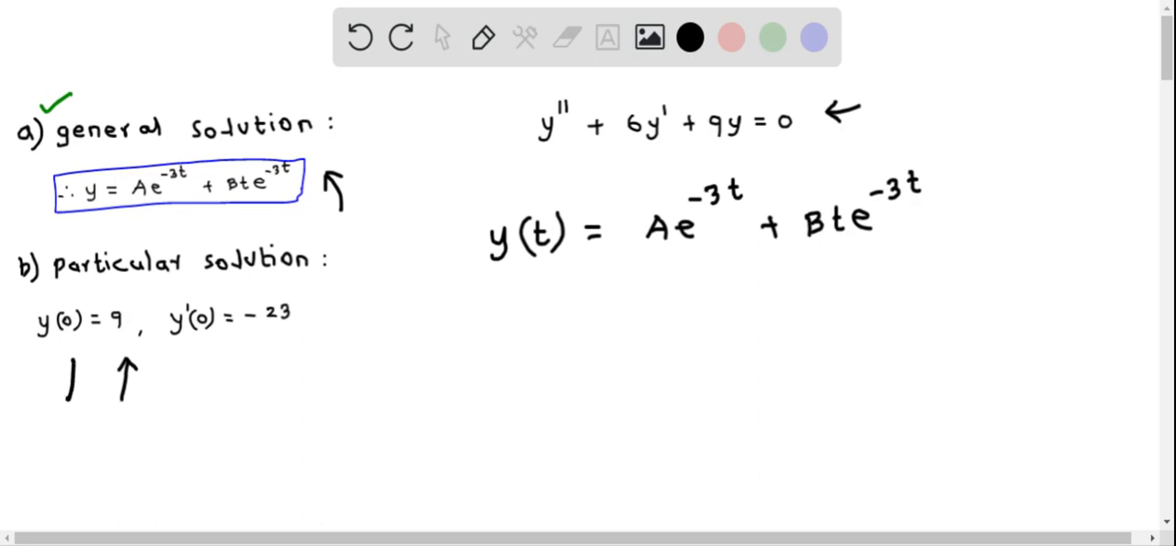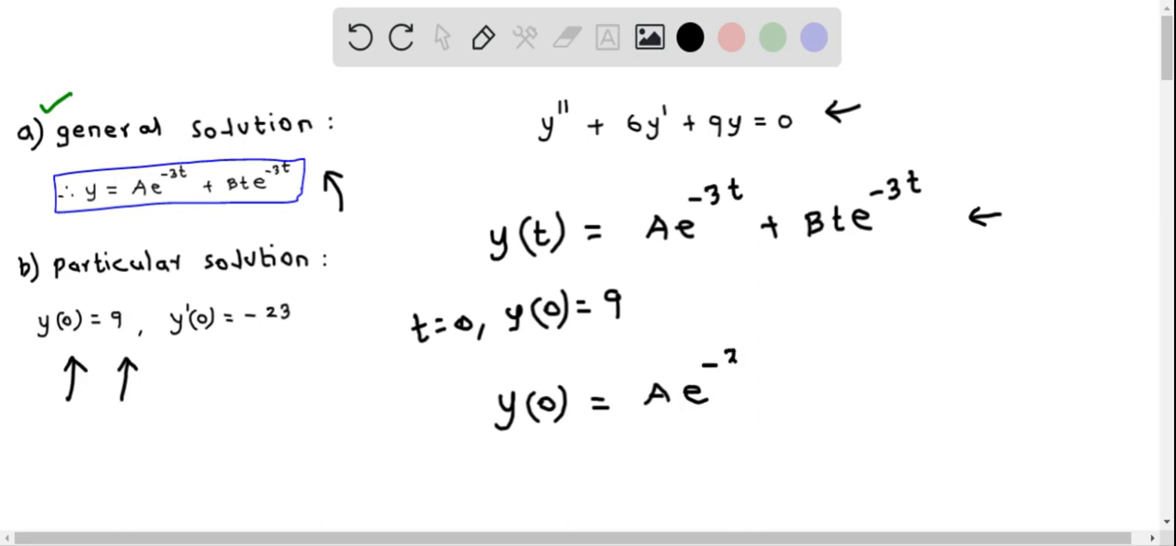And first, I'm going to use this initial condition, that is y of 0 equals 9. And this means at t equal to 0, y of 0 equals 9. So first, let me replace t equal to 0 in this general solution. So therefore, y of 0 equals a times e raised to the power of minus 3 times 0, plus b times t, with t replaced as 0, times e raised to the power of negative 3 times 0. Clearly, this second term becomes 0 because b times 0 is 0.